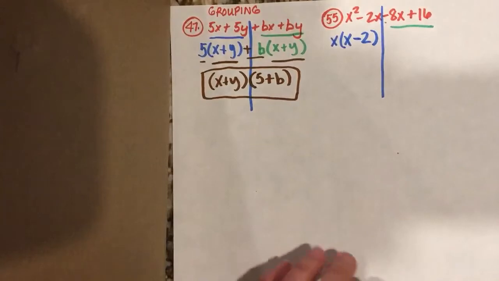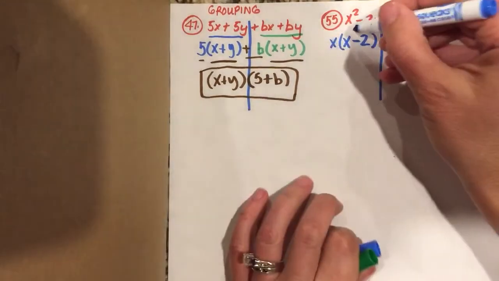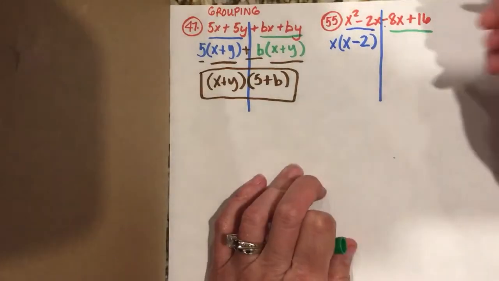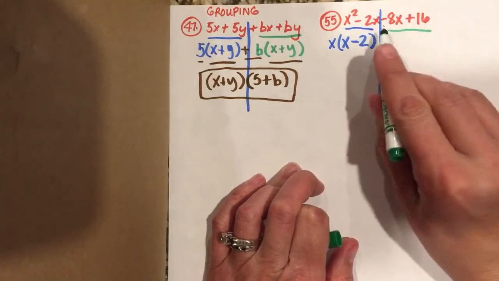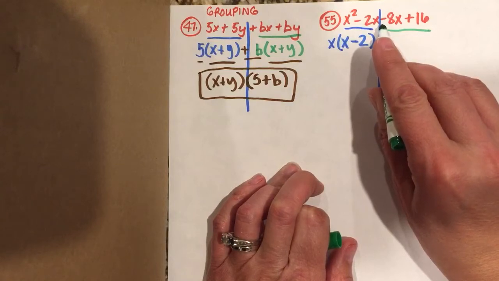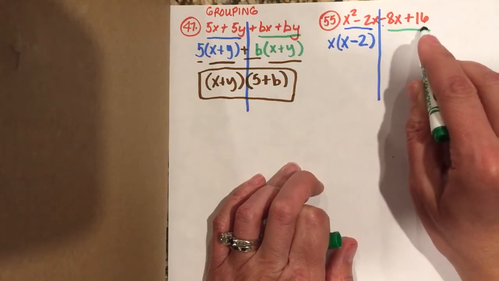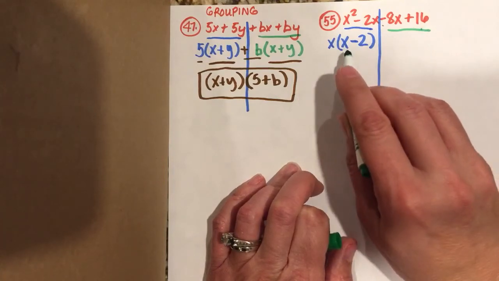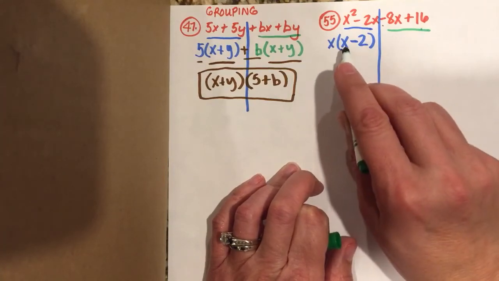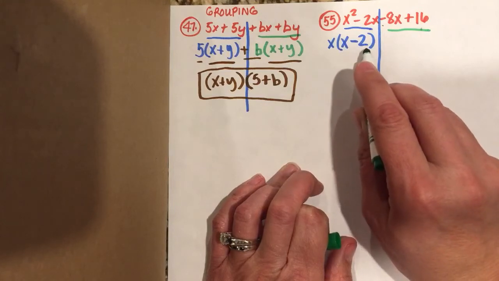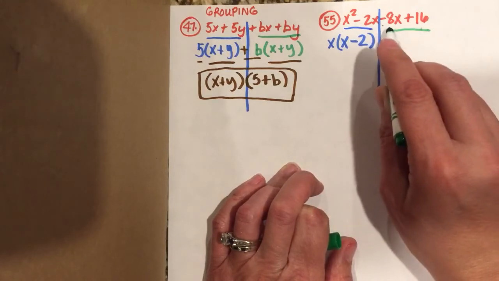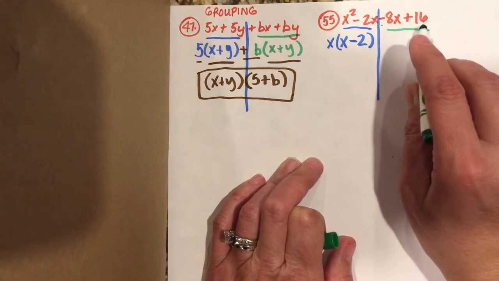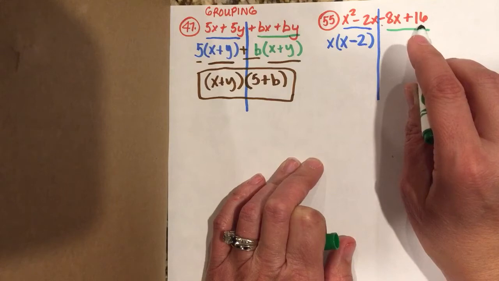Just so that we keep the format the same, there's your first group, and the green is your second group. Looking between here, I have to be careful because now I have a negative. I have negative 8x and positive 16. If you look at the factor I'm shooting for over here, I'm hoping that my x term is positive and my constant term is negative. In this case, they are switched. I have a negative x term and a positive constant.